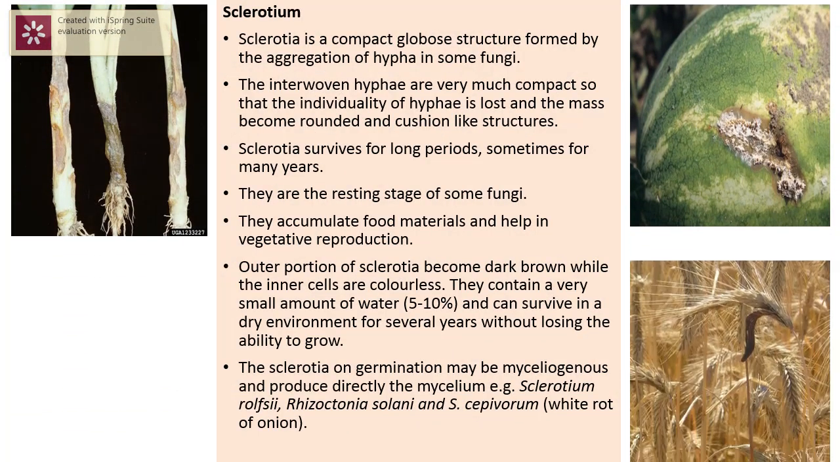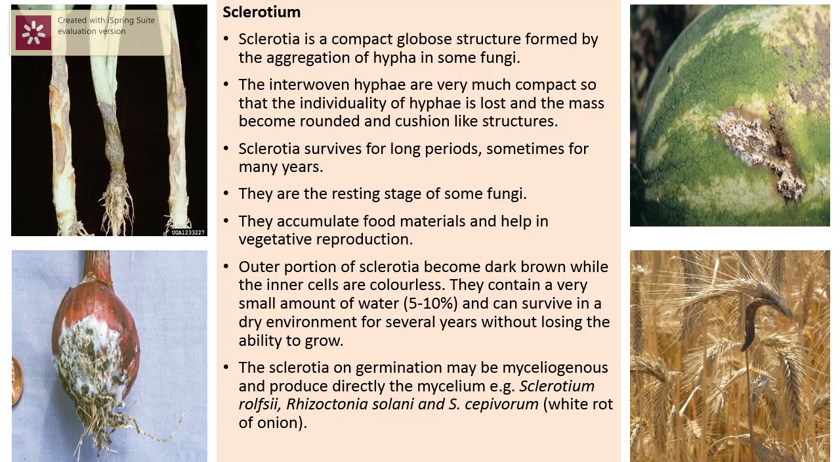Like rhizomorph, there is one more important mycelial modification. It is known as sclerotium. But in rhizomorph, we have the mycelial cords. In the sclerotium, we don't have the mycelial cords. In fact, the hyphae come closer to form a compact globose structure in the sclerotium.